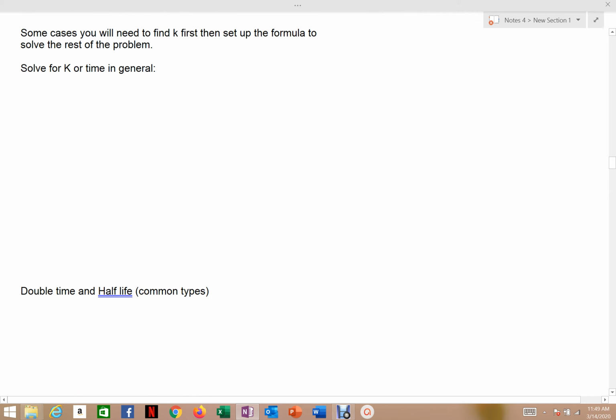Alright, so the last thing we're going to talk about in this set of notes is that there will be applications where you'll have to find your growth constant, or applications where you have to find time. So I'm going to go over the general case for solving for K or time. The uninhibited growth and decay equation is our quantity at time t equals our initial starting amount times e raised to K times time. And K is either positive if it's growing, negative if it's decay.